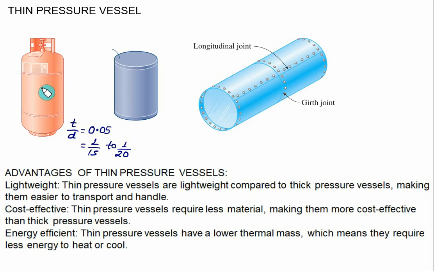So if you consider any element on the periphery, you will get an element something like this. And because of the very small thickness, this problem is a case of a plane stress problem. So only two stresses will be exerted. One is along the circumference and one is along the longitudinal axis.